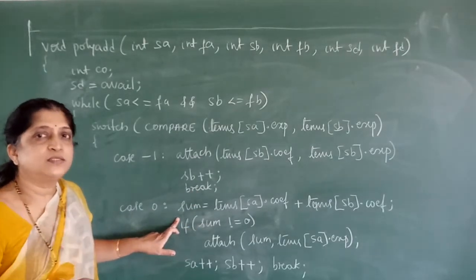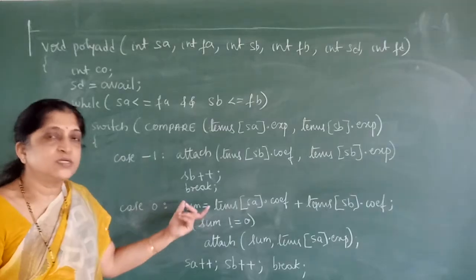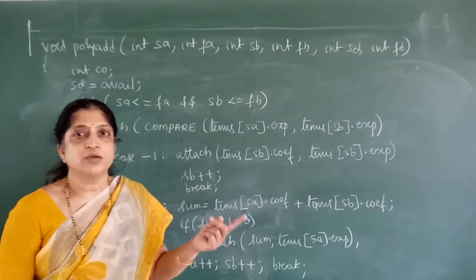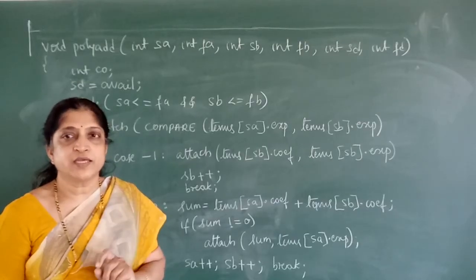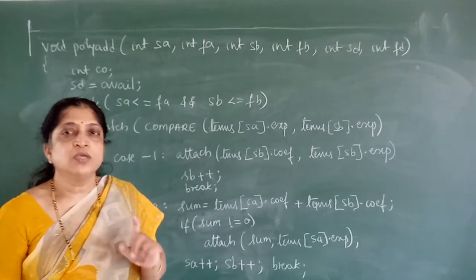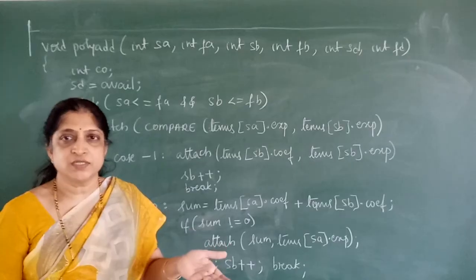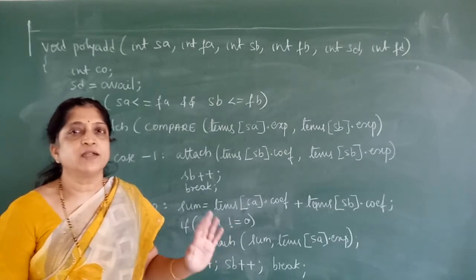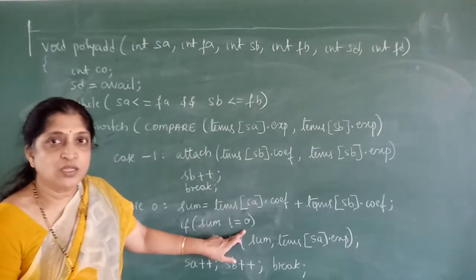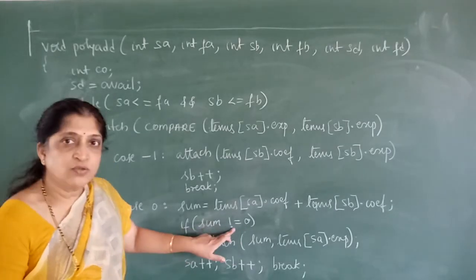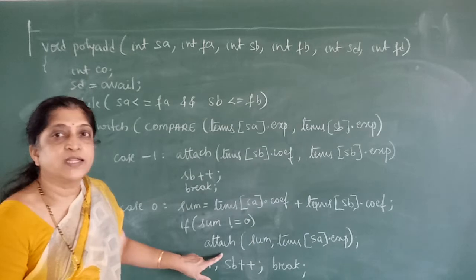Now we have to add this term to the sum polynomial, that is, to the polynomial d. But before adding, we have to test whether sum is equal to 0. If sum is equal to 0, that means the coefficient is 0, and that term need not be added to the sum polynomial. So we have to check if sum is not equal to 0. If it's not equal to 0, only then we call the attach function.